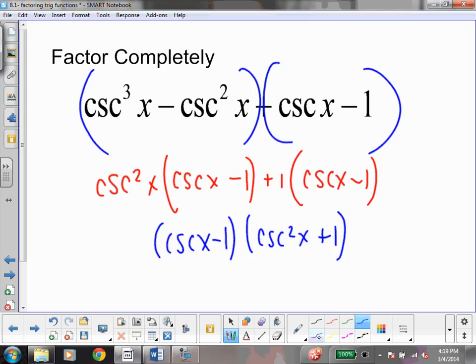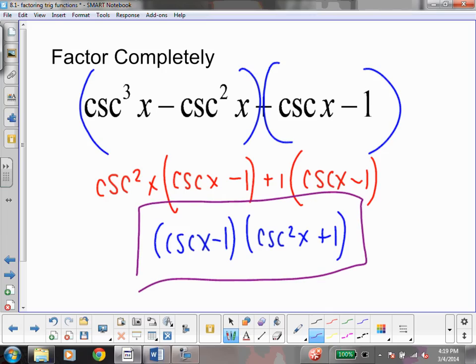From here, I should really check to make sure that I don't have any more special factoring patterns. Just the cosecant of x minus 1, and then the cosecant squared of x plus 1. That's not the difference of squares, so I can't factor that. So this would be my final answer. I'm completely factored. All of the factoring rules that we've learned can apply to trig functions, so it's important that we practice using them with trig functions so we get used to it.